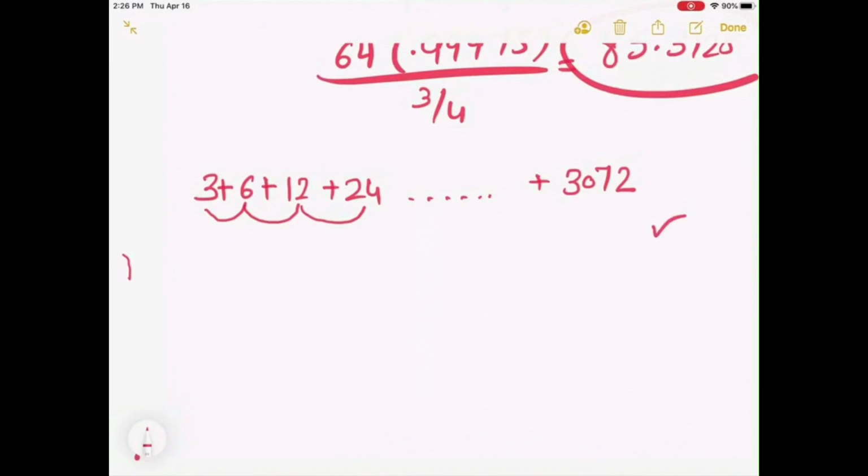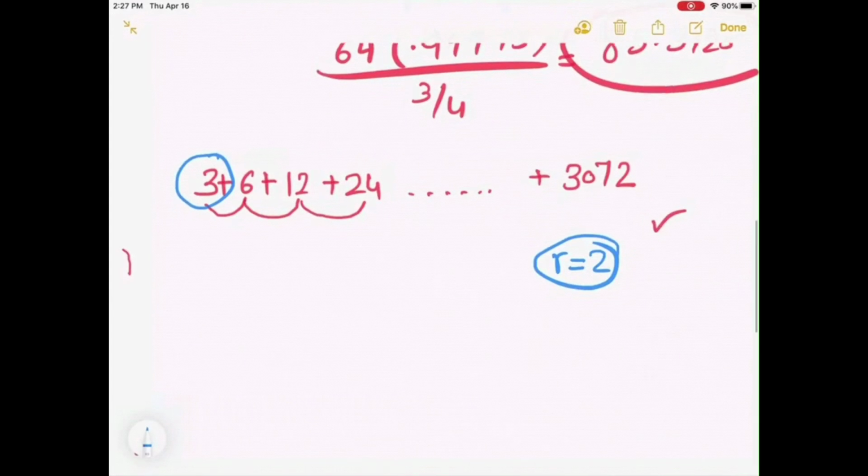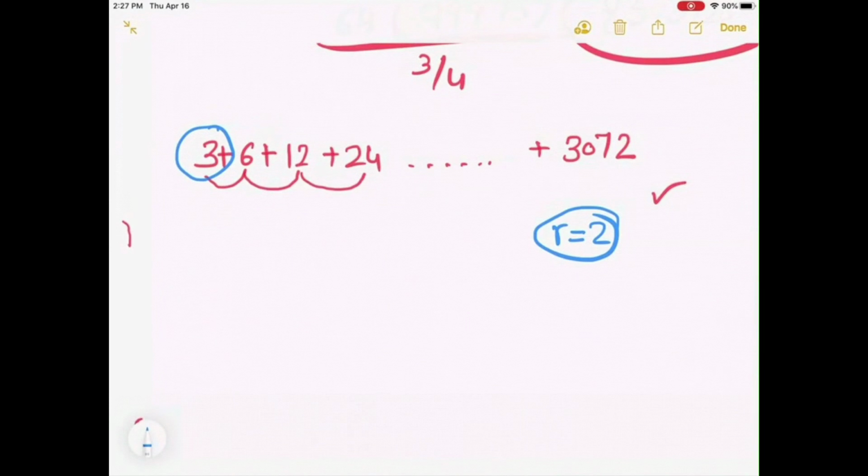So because I just figured out the ratio, I'm just going to write that first, because we know later on either way we have to have that ratio. So ratio is 2. Do we know the first term? Yes, it is 3. Do we know the number of terms? No, we do not. So anytime there's anything missing, this is where you need to go back to the explicit rule.